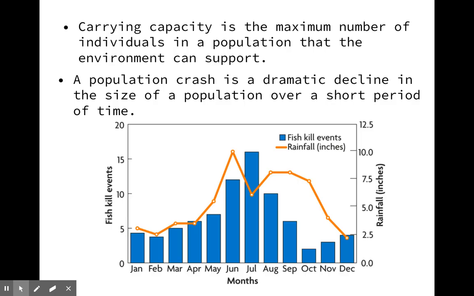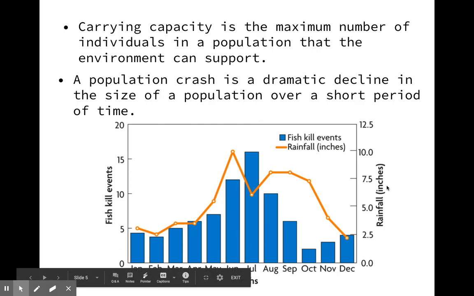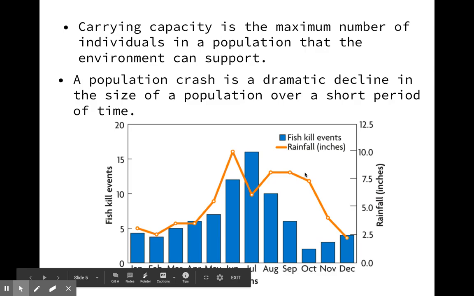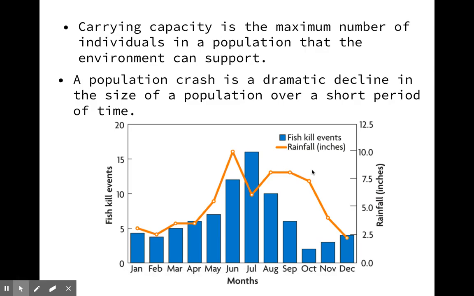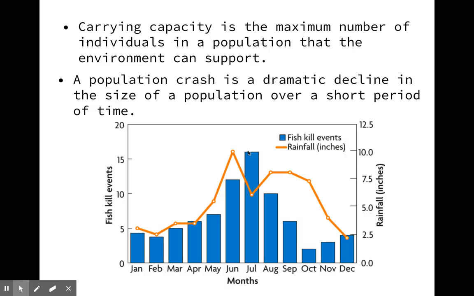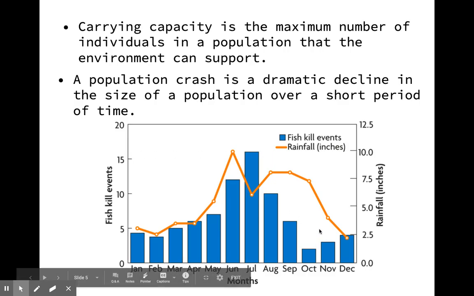So if we look at this graph, we have the fish kill events versus rainfall in inches. As we see here, this population starts to decrease. So fish are going to decrease based on the amount of rain. And as we see here, that's known as a population crash, when it goes exponentially high all the way down to low. That means that possibly the carrying capacity is reached. Carrying capacity of the fish here would be about 17. Once it reaches this area, then we start seeing that the population starts to decrease.